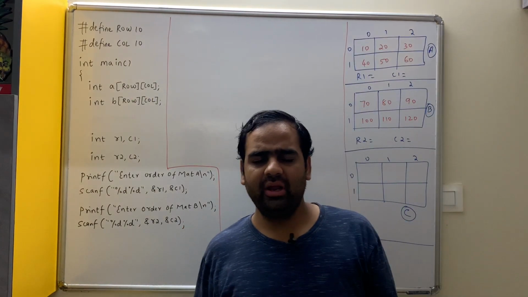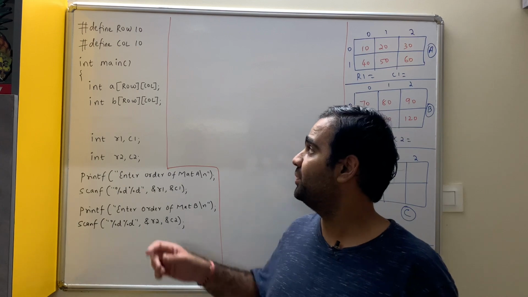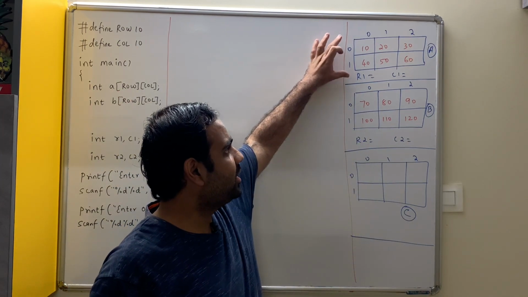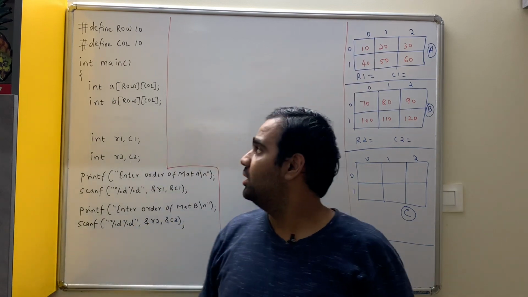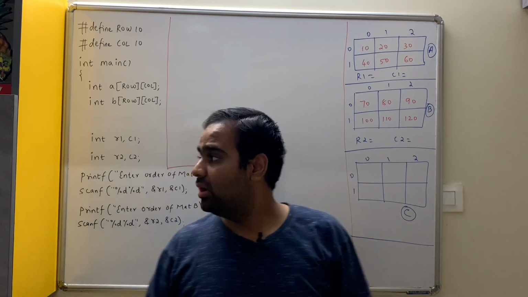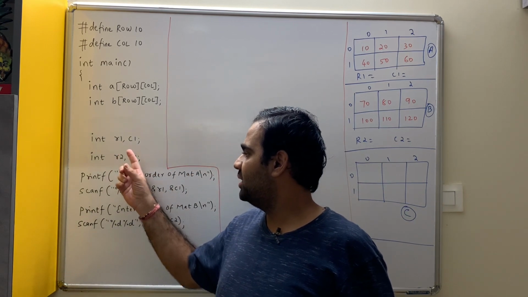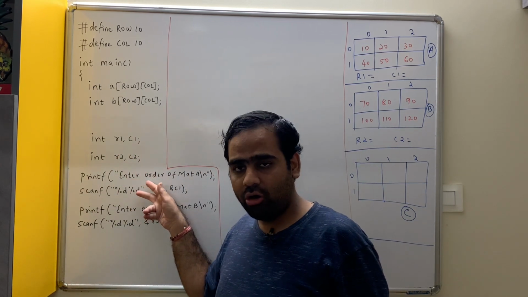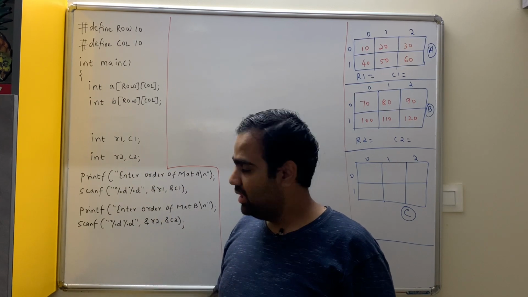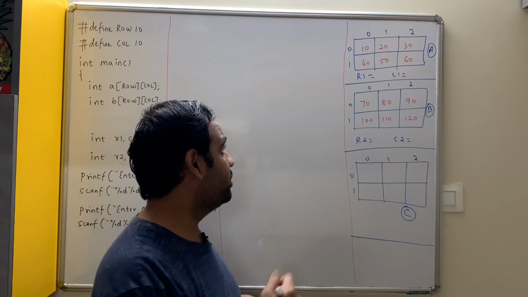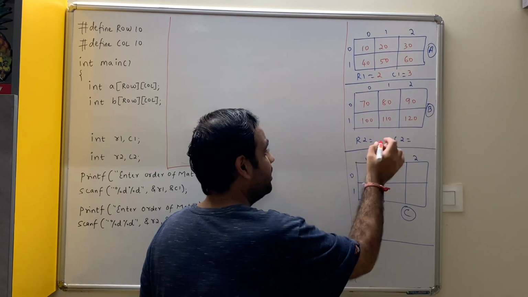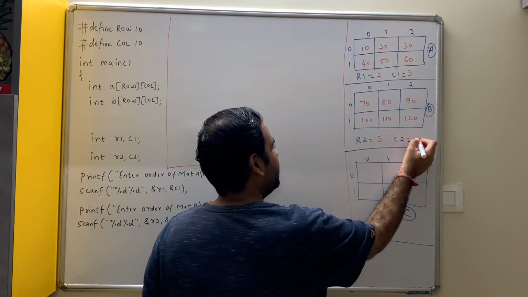Let us see how we write the code for matrix addition. We declare a matrix A of order 10 cross 10, but I am using 2 cross 3 here. Let's declare a matrix B again of order 10 cross 10, and R1 and C1 are for the order of matrix A, R2 and C2 are the order of matrix B. Suppose I say R1 is 2, C1 is 3. Suppose I say R2 is 3 and C2 is 3.